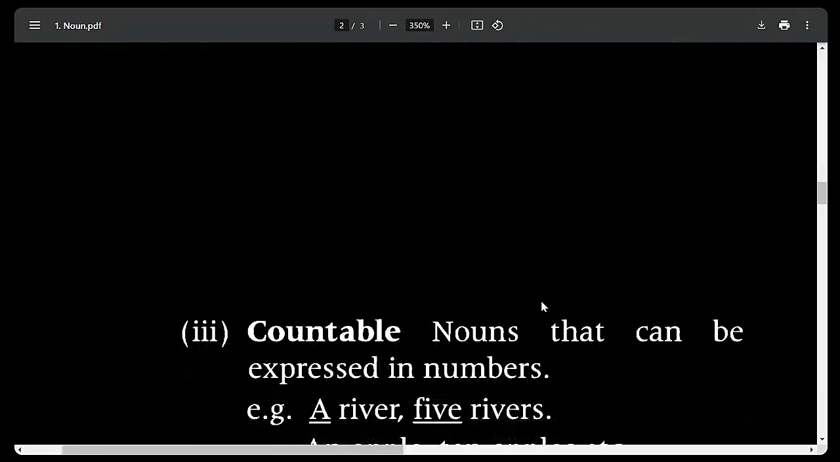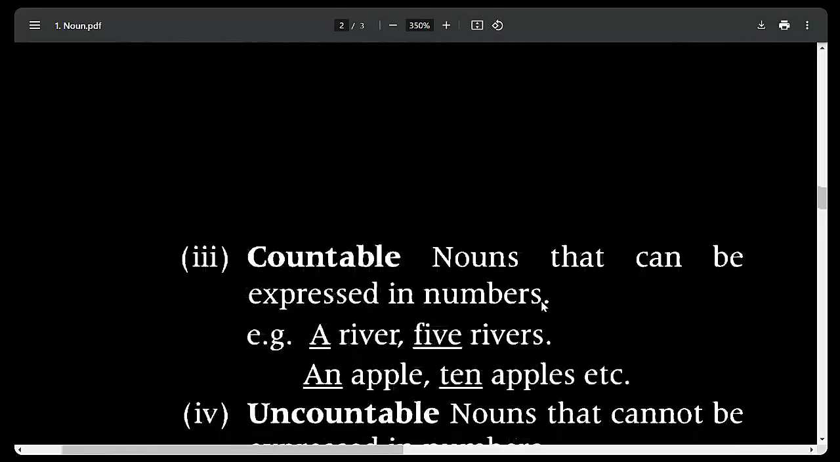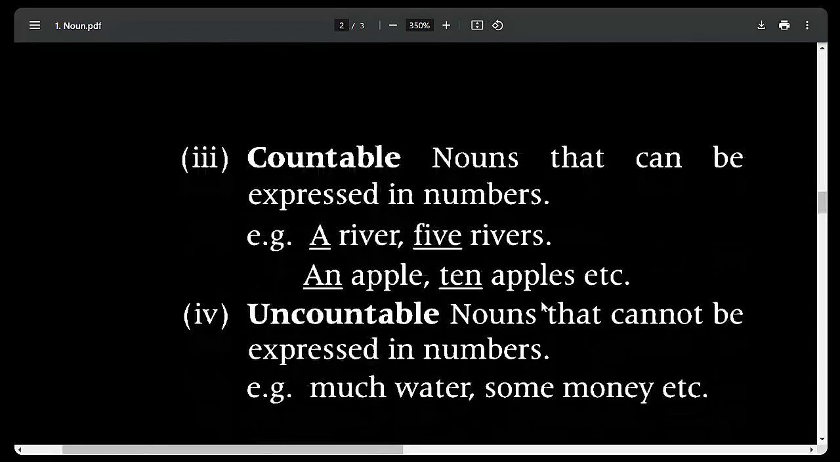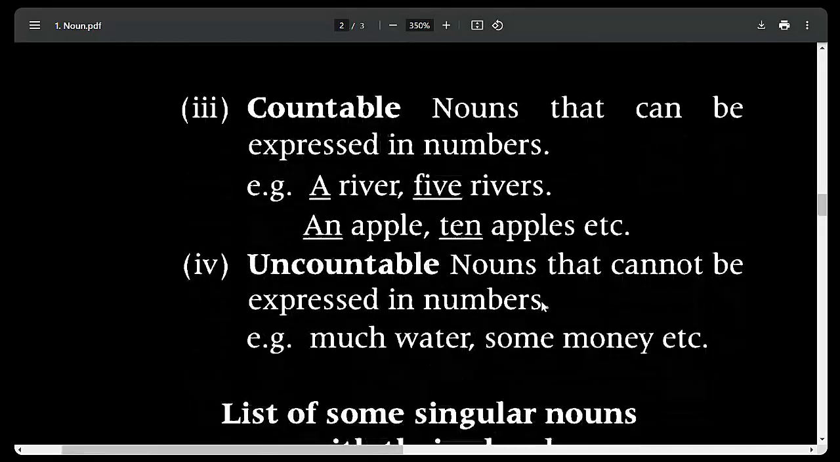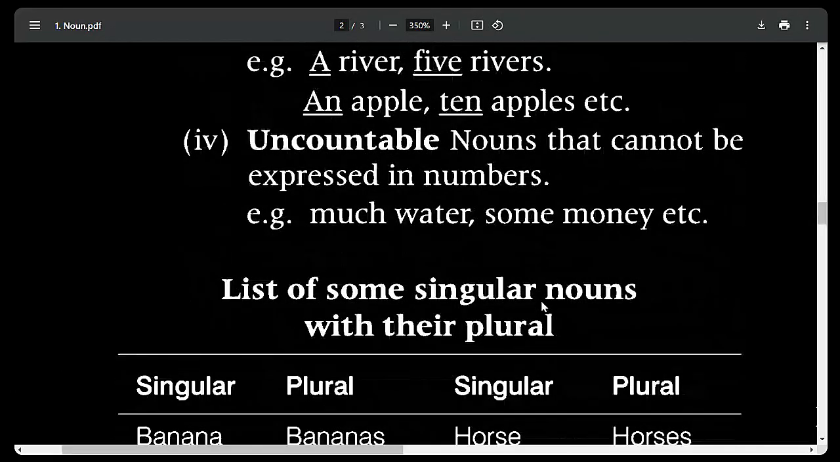Next, countable noun, which can be counted, like a river, five rivers, an apple, 10 apples, which are countable. Uncountable means, for example, water. Water we cannot count. Oil we cannot count. Most of the liquids. So nouns that cannot be expressed in numbers are called uncountable nouns. So a list of some singular and plural nouns you have to remember along with the spellings.